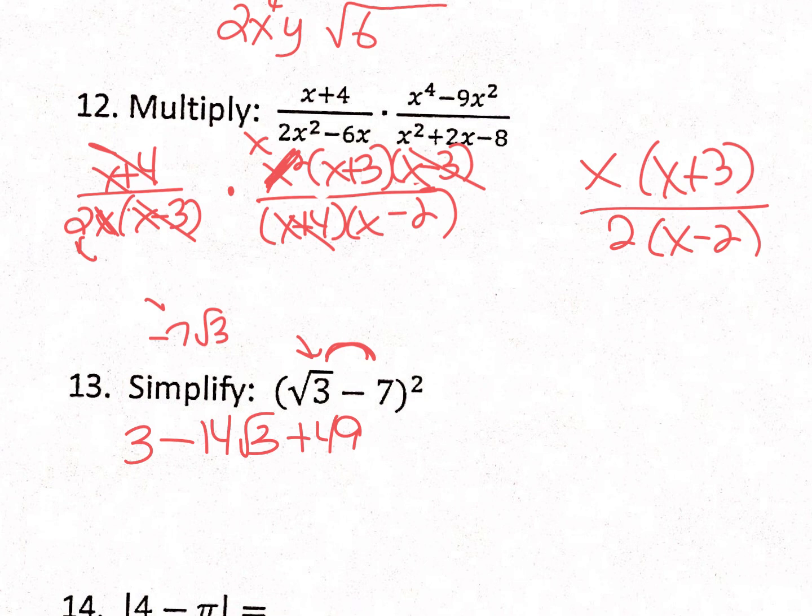And now, don't leave it like that. Some of you did that last week. You can have a 3 and a 49. You can combine those. You need to do that. That's hence the direction, simplify. And there it is, 52 minus 14 on 3.